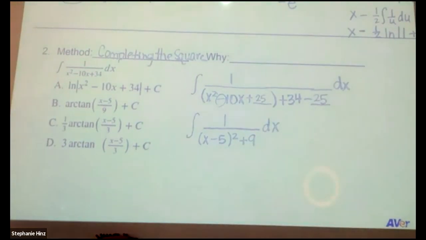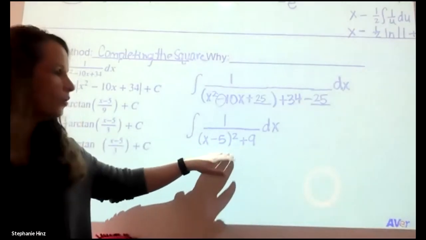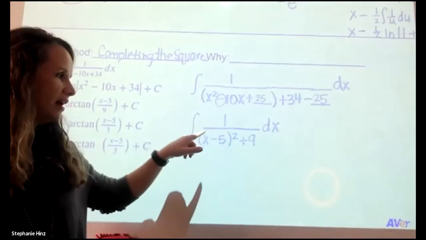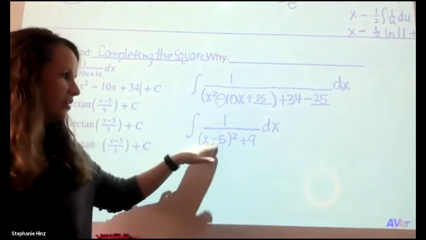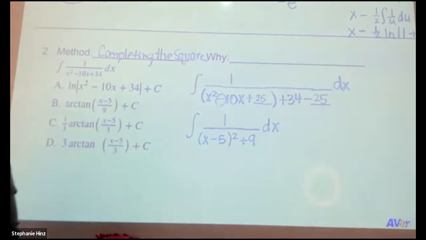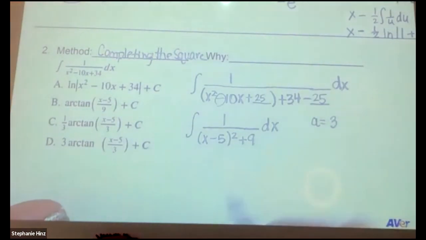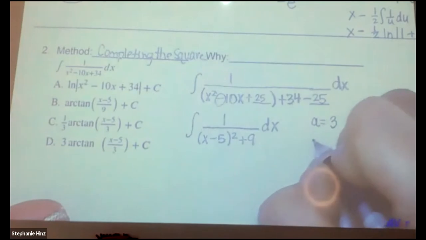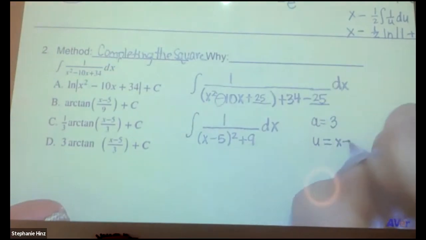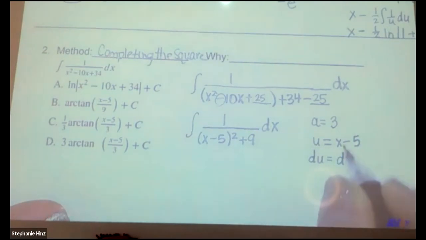And so now we're at a crossroads. We're like, well, now what do we do? And this is a rule that we know. We have a 1 divided by something squared plus something squared. These are nice, happy little squares. And so that is going to be an arctangent situation. So arctangent, our a value is going to be 3 because the square root of 9 is 3. And our u value is x minus 5. And I want to double check and make sure that my du is happy, and it is. There is no constant that's involved there.